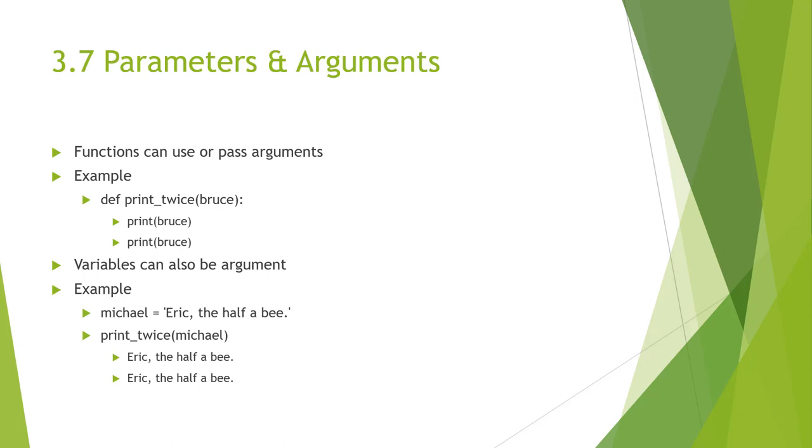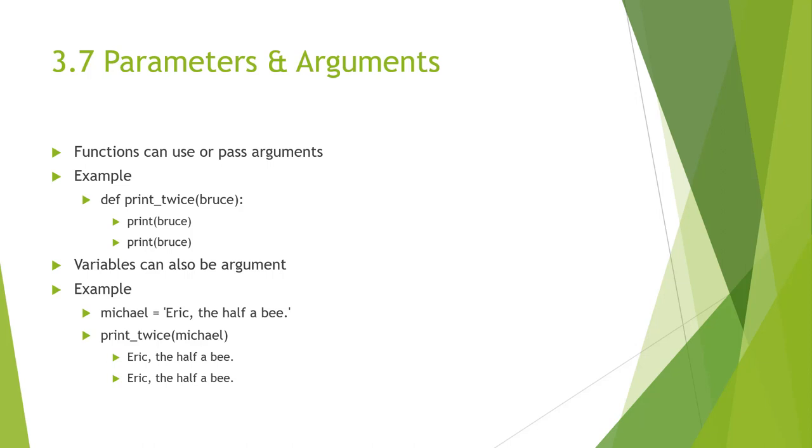Parameters and arguments. This is important. Functions can use parameters to pass arguments. Some of the functions we've seen require arguments, some of them do not. For example, when you call math.sin, you pass a number as an argument. Some functions take more than one argument, so we can have math.pow, which takes two numbers.